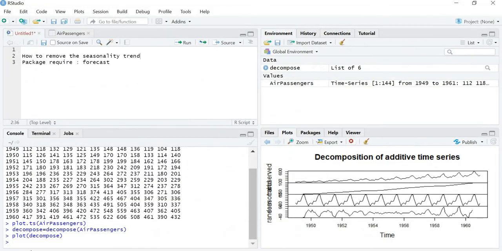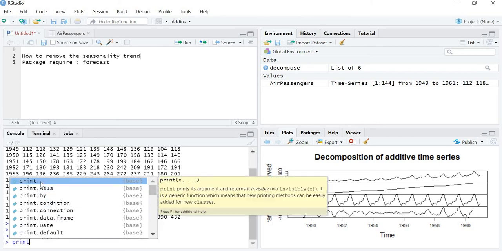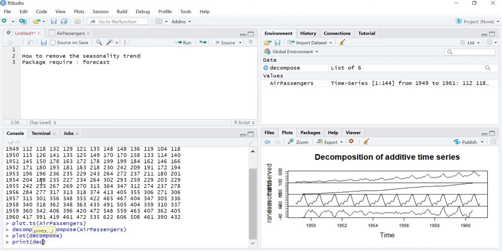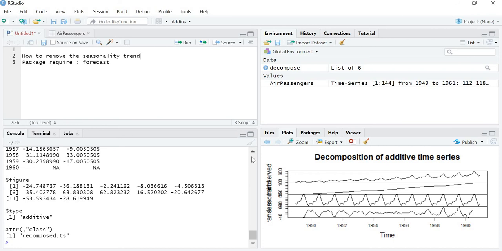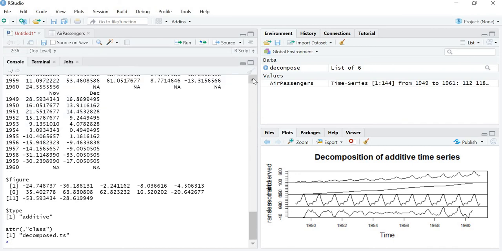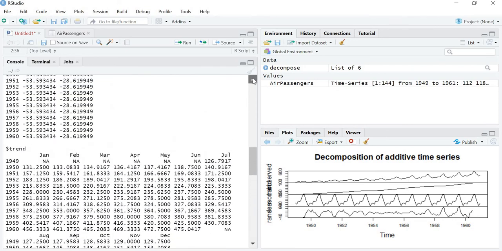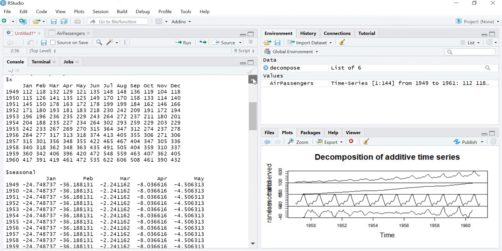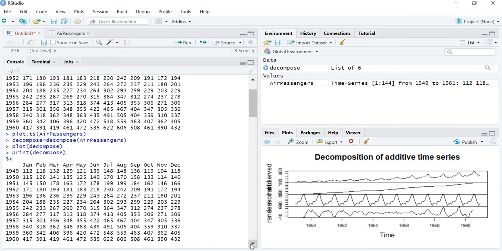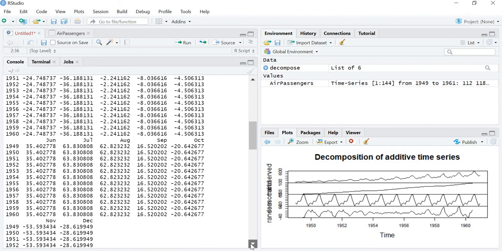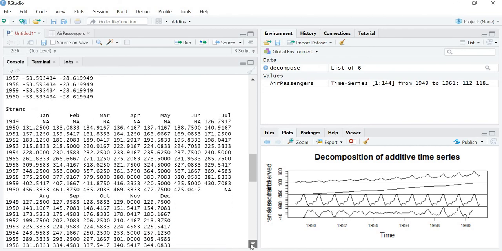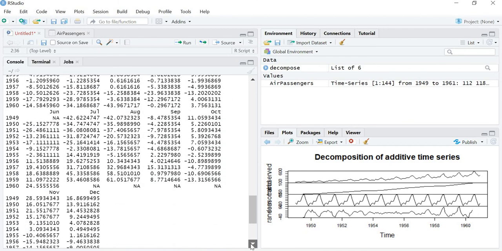Now if you want to get the figures about the trend or about your season, you have to write print(decompose). Now you can see over here your data is ready. This was my original series. This is my seasonal effect. I have to remove this. This is my trend effect. I have to remove this.